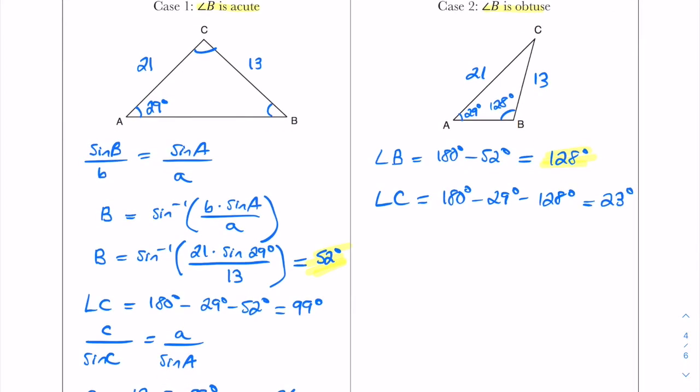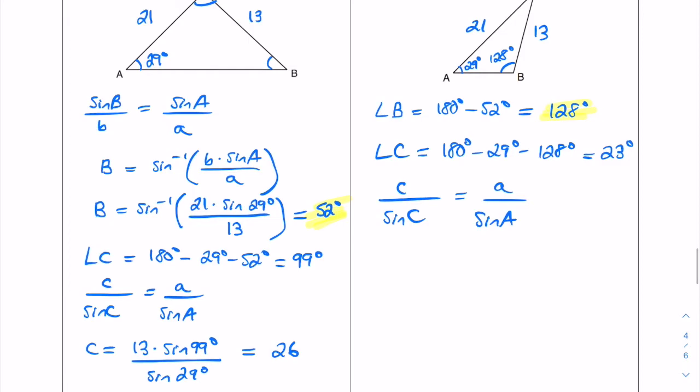We just have to find side C, and to do that, I'll use the sine law. So C over sine C equals, and again, you can work with A or B. I'm going to stick with A over sine A. Solving for C, it's side A, which is 13, multiplied by the sine of angle C, which is the sine of 23 degrees, all divided by the sine of angle A, which is the sine of 29 degrees. Working this out on your calculator, you should get approximately 10.